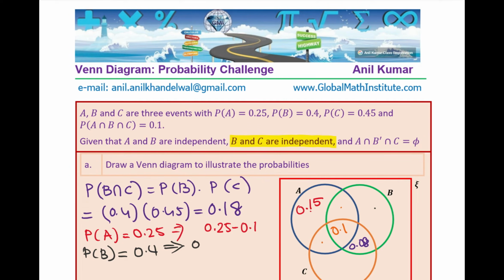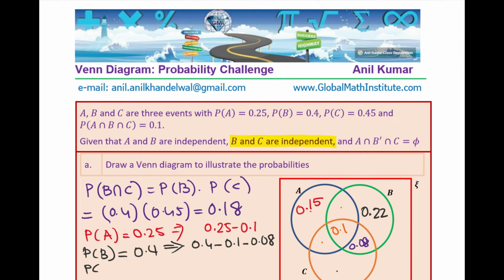So from 0.4 we'll take away 0.1, that is 0.3, and then we'll take away 0.08. So let's do this: 0.4, take away 0.1, take away 0.08. What do you get? Well, we get 0.22. So here we get 0.22. Clear?